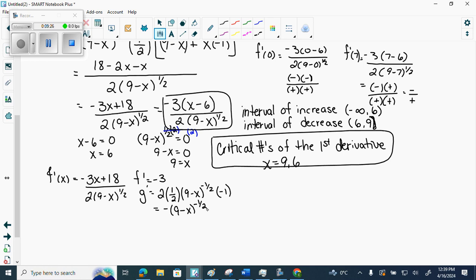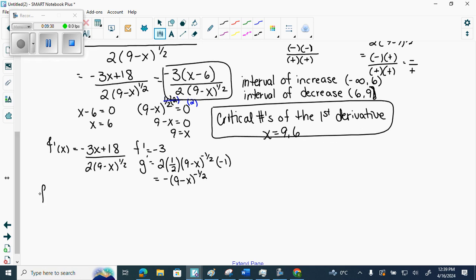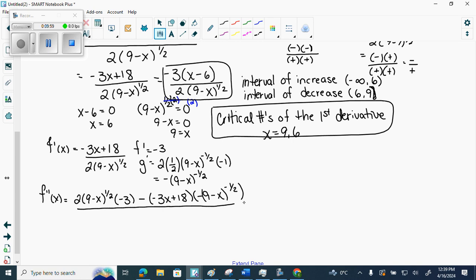Right? Then what do we have to do for this one? Starts with a Q. Quotient rule. So f double prime of x is going to be g times f prime minus f times g prime, all over g squared.